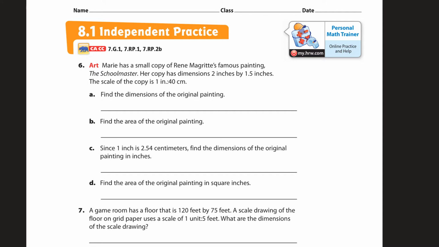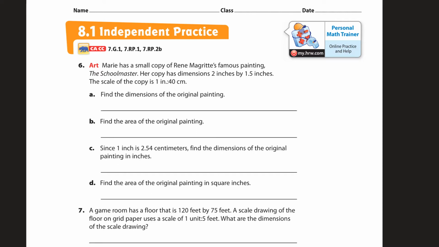Let's get started. In art, Marie has a small copy of Rene Magritte's famous painting, The Schoolmaster. Her copy has dimensions 2 inches by 1.5 inches. The scale of the copy is 1 inch corresponds to 40 centimeters. Find the dimensions of the original painting.